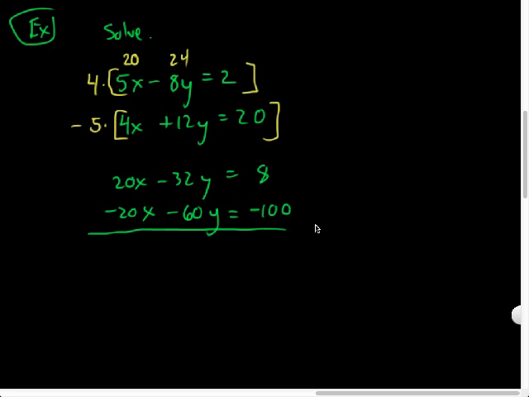Wow, look at this. Would you look at that, though, guys? We've got opposite coefficients. Add them up. 20x and negative 20x, those just kill each other. Negative 32y and negative 60y is negative 92y equals negative 92. Aha. Divide both sides. Oh, this is looking real nice.